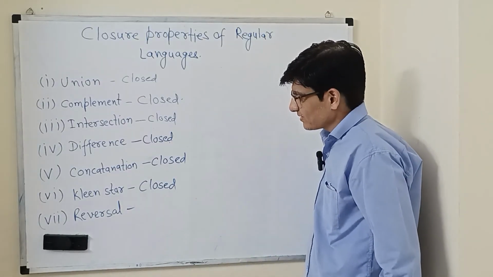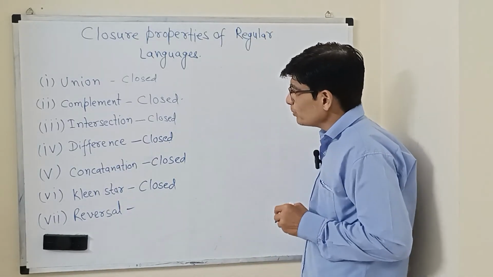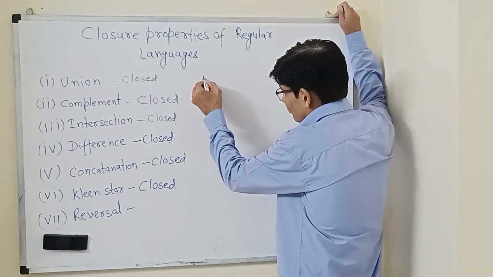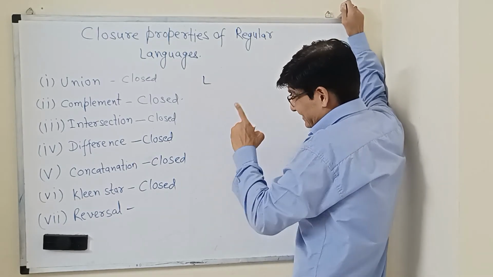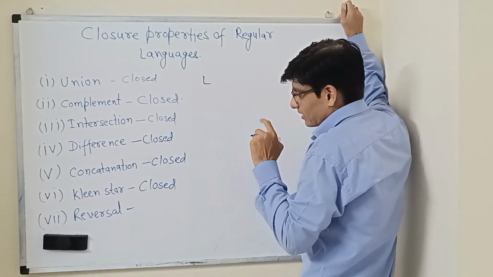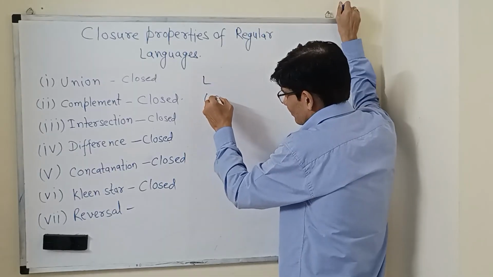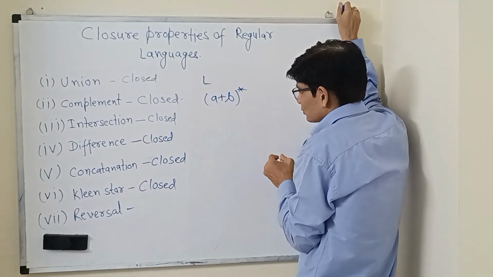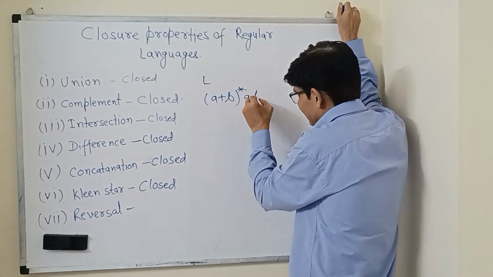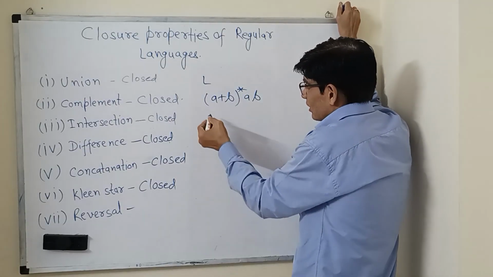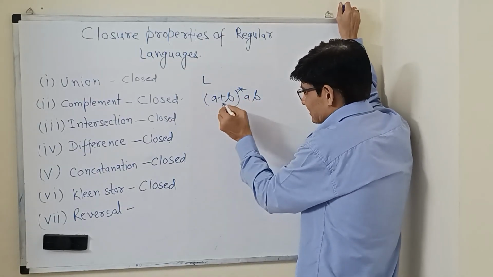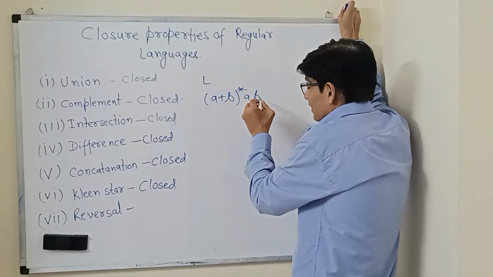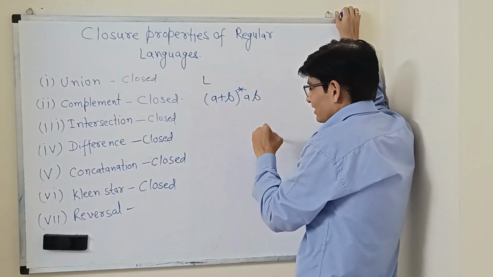Now the last property is the reversal property. What do we mean by reversal of a language? Suppose we have one regular language L, and if it is regular, then definitely we can create a regular expression for it. That regular expression I can take as (A plus B) star followed by AB. This is the language representing all strings of A and B ending with AB.